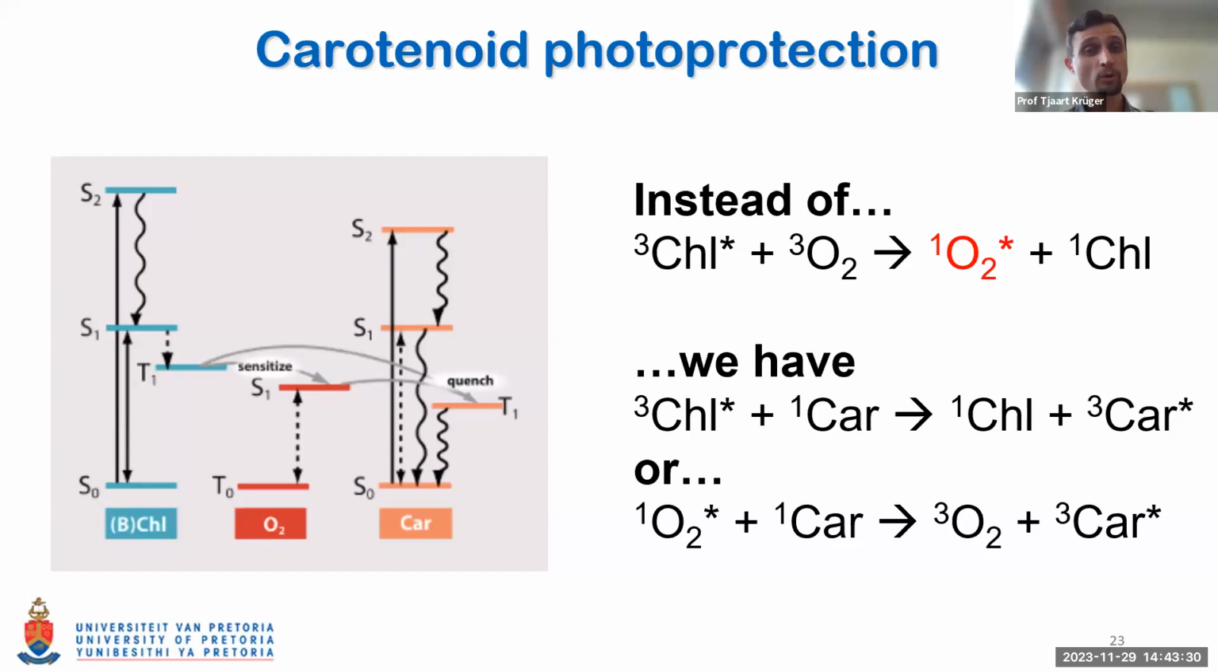Okay, so this is one in which we can gain inspiration from photosynthetic systems by adding molecules like carotenoids that can quench triplet states of the photosensitizers or directly interact with the reactive oxygen species in order to deactivate them.